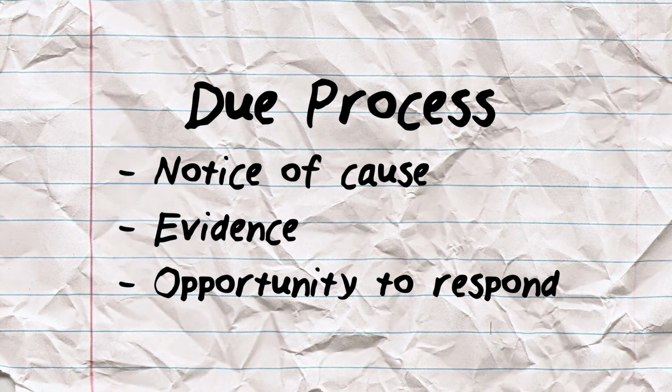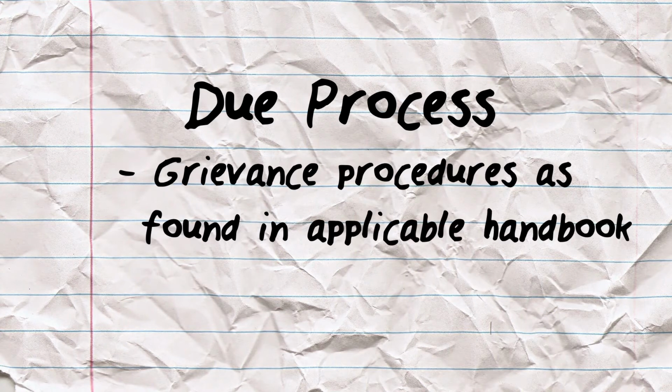Before a career or provisional employee can be disciplined, the employee must first be notified of the cause for discipline and the evidence supporting it. The employee must also be given the chance to respond and tell his or her side of the story. If discipline beyond a verbal directive has been imposed, a career or provisional employee may request a grievance hearing. Procedures for requesting and holding these hearings are outlined in the administrative, classified, and certified handbooks.